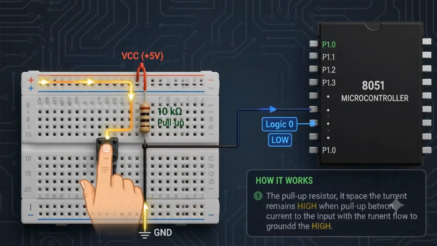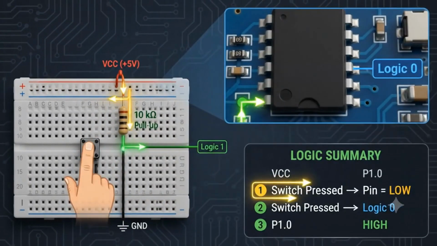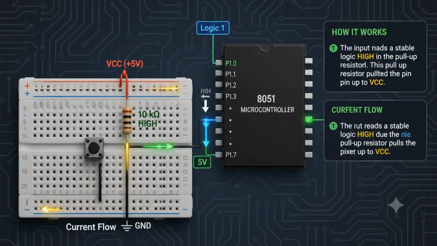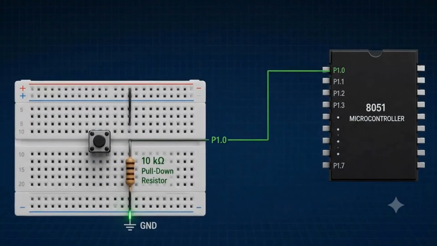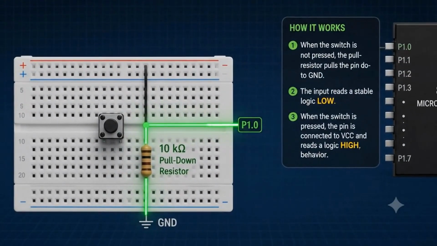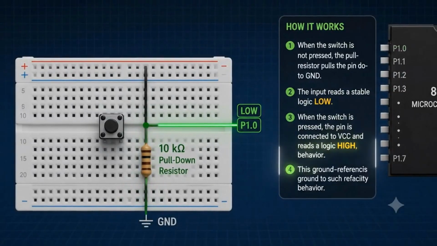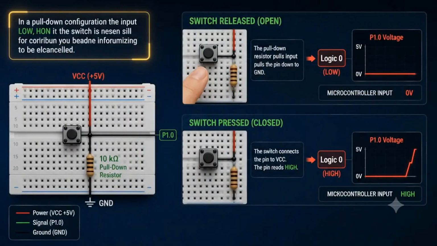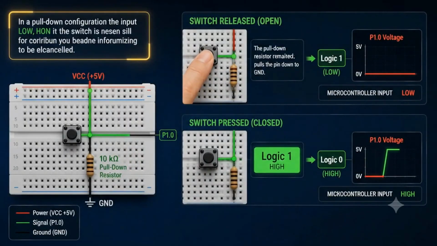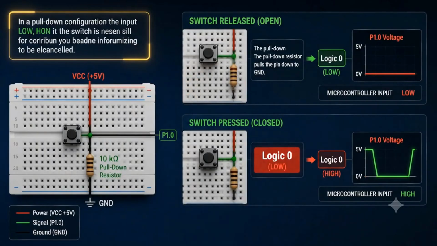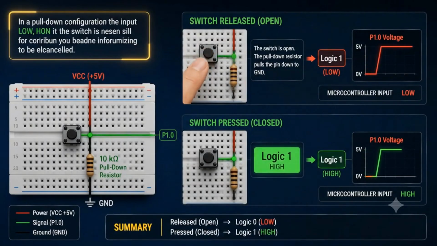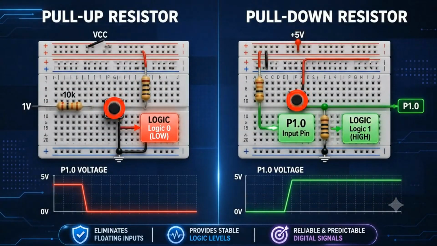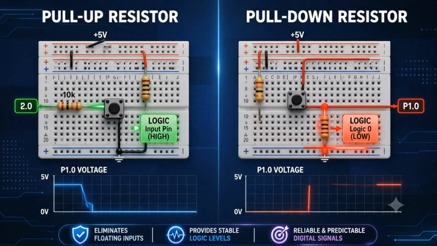With a pull-up resistor, the input remains high when released and becomes low when the switch is pressed. A pull-down resistor provides the opposite configuration by maintaining a default low state. In a pull-down configuration, the input remains low until the switch is pressed. Both pull-up and pull-down resistors eliminate floating inputs and provide reliable digital signals.